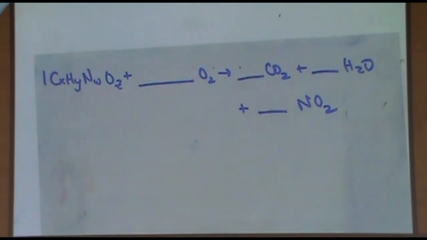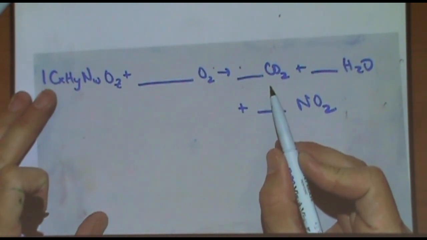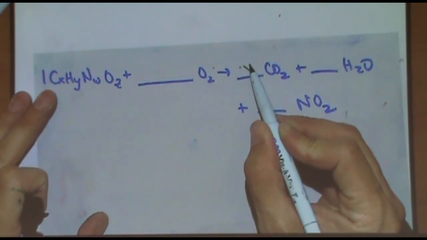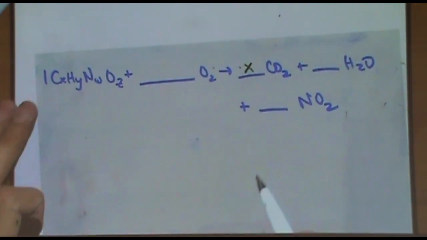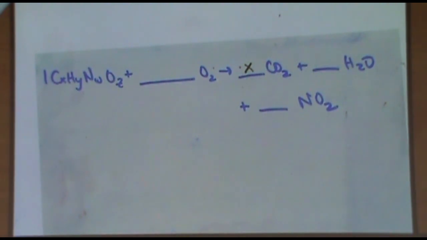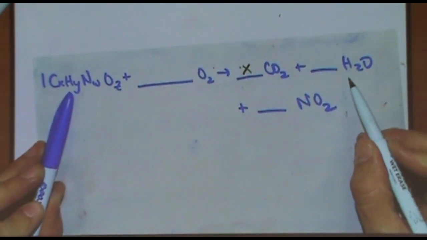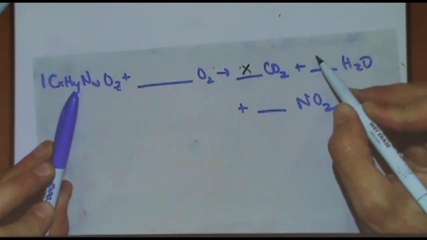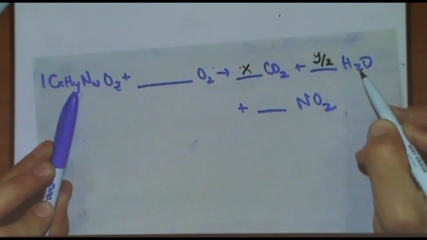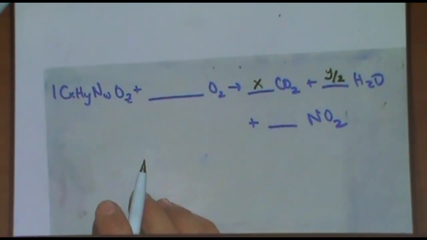So for example, CX. C only appears here. So if I want X of them, I'll put an X there. So there's X carbons on both sides. Hydrogen only appears here and here where my pens are. So I want Y, so what variable goes here? Y over 2 times 2 will be Y. Yes.